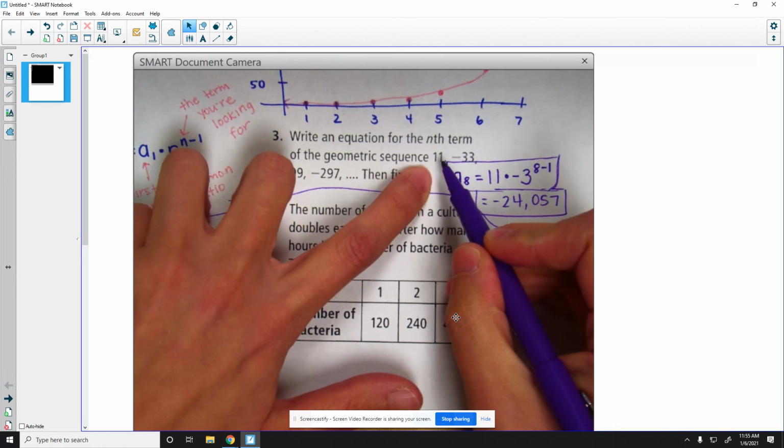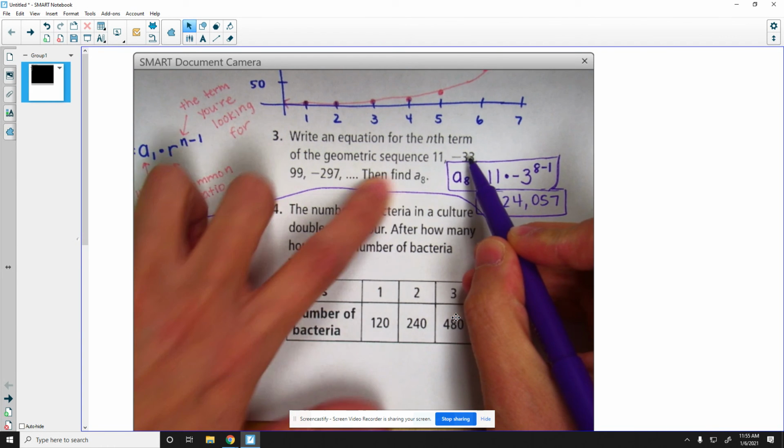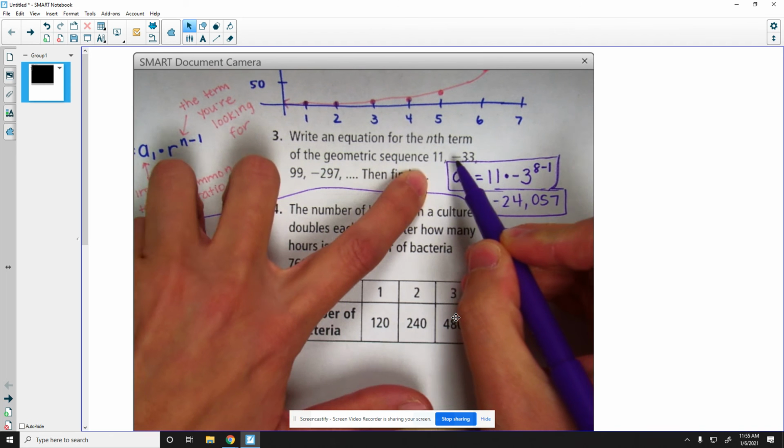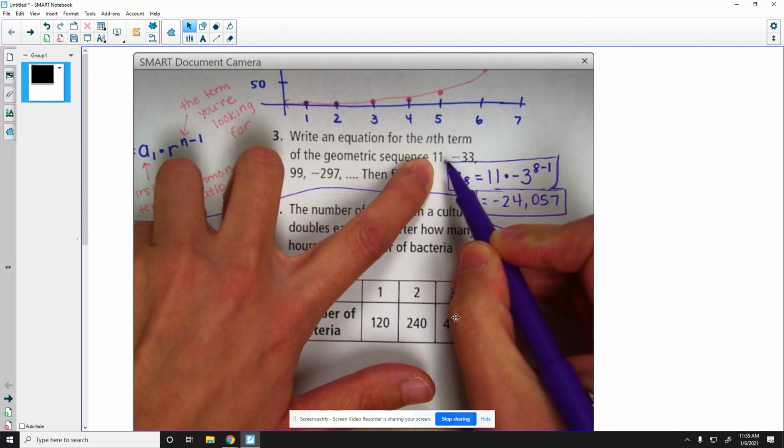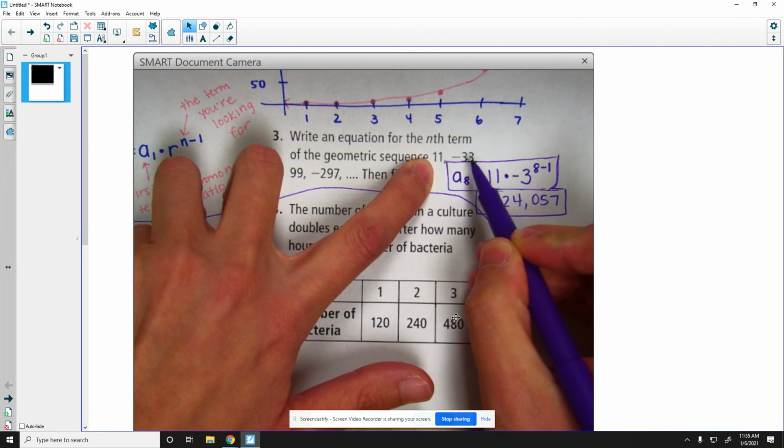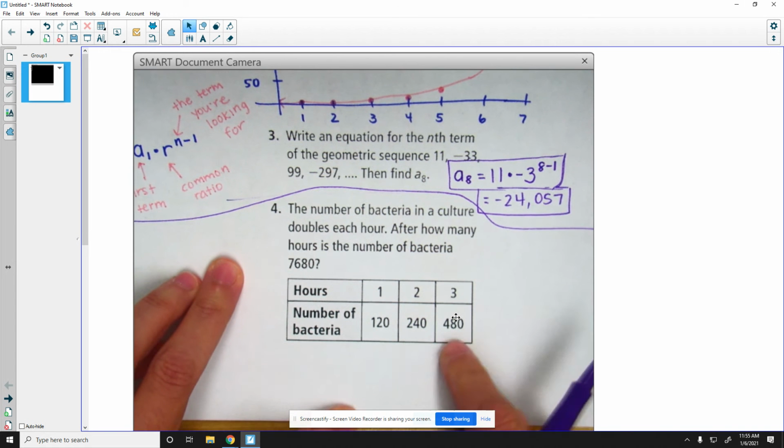Okay, so look, do you see this is your sequence? 11 to -33 to +99. So to get from 11 to -33, didn't you multiply by a -3? Oh, okay, yeah. Okay, number 4, last one.